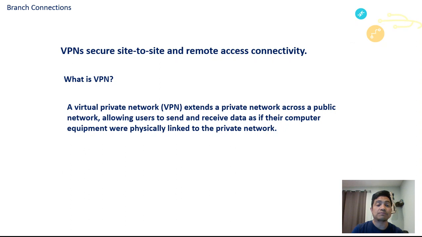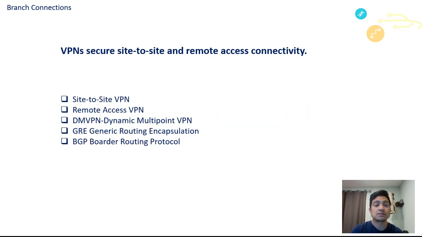So VPN, what is VPN? A virtual private network extends a private network across a public network, allowing users to send and receive data as if their computer equipment were physically linked to a private network. So VPN site-to-site connectivity. You can see site-to-site VPN, remote access VPN, DMVPN, or dynamic multipoint VPN, GRE, or generic routing encapsulation, and border gateway protocol.